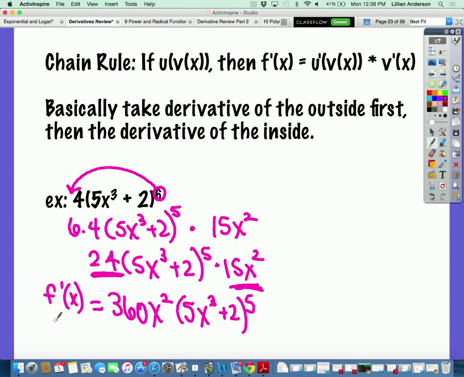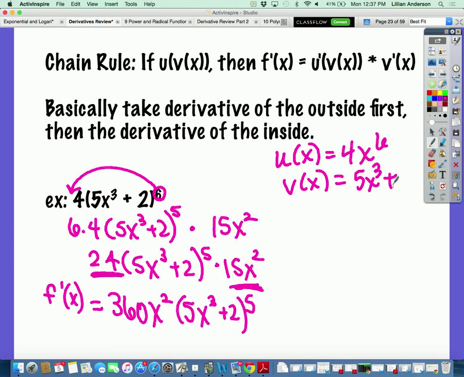I was like, how did I do this? I can't remember. So basically, like I said, because it's a composite, your first function, or your outside function, would be 4x to the 6, and then your inside function would be 5x cubed plus 2.